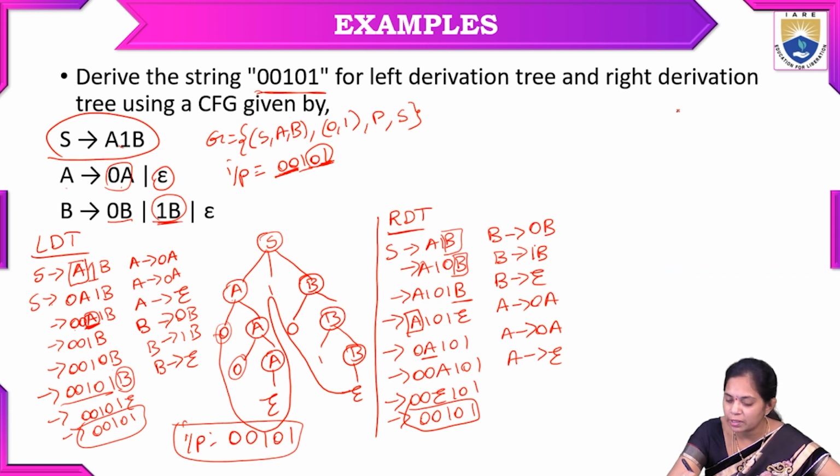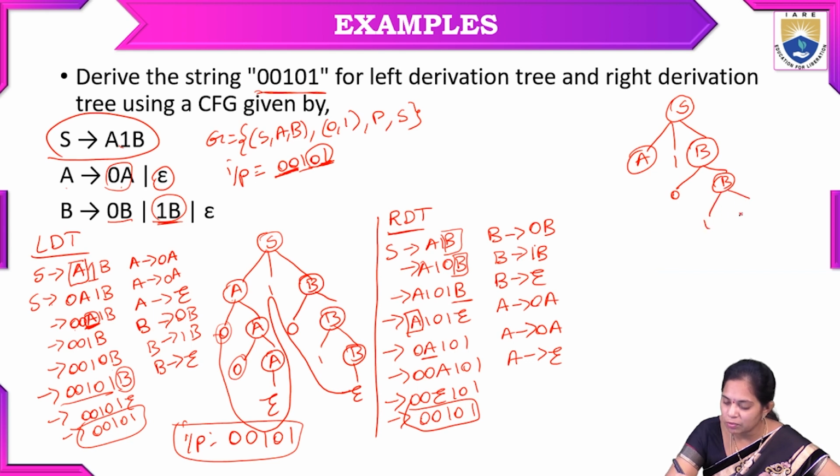Same for this one, we will construct the rightmost derivation tree. We are taking the input string A, 1, B, and we are replacing the rightmost non-terminal. Here we have the non-terminal B, we are replacing it with 0B, and this B is replaced with 1B and this epsilon. And we have the A symbol, so with this 0A we are replacing, and again 0A, and again this A is replaced with epsilon.